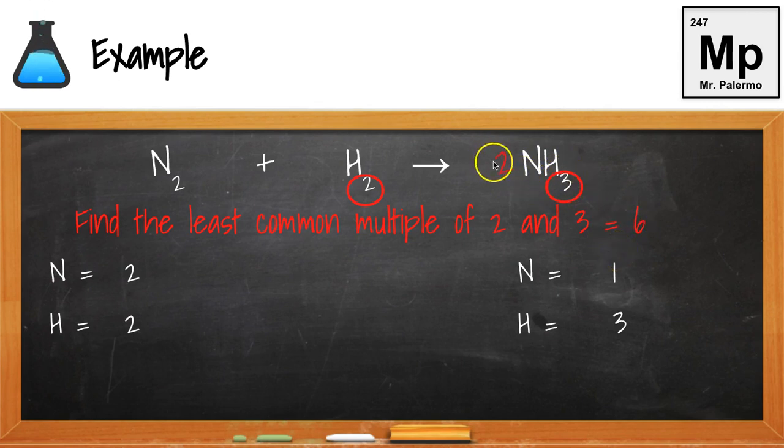So we'll start here with the first one. I can put a 2 out in front. So if I have 2 NH3 molecules, then 2 times 3 gives me 6. And then I can put a 3 out in front of my hydrogen, and 3 times 2 gives me 6 H's.